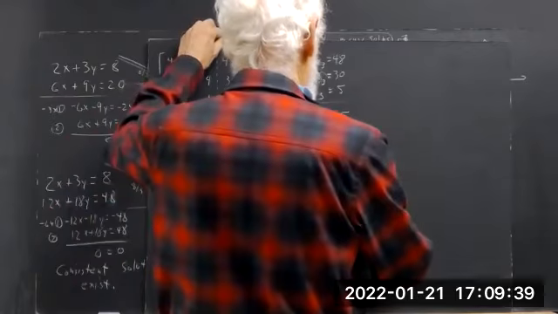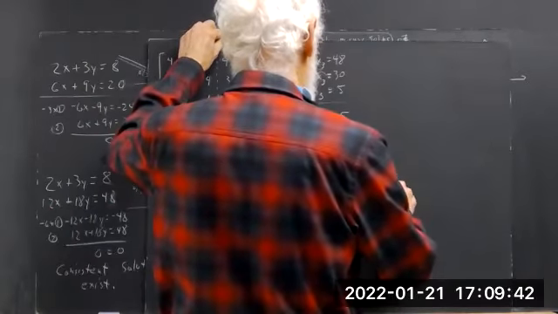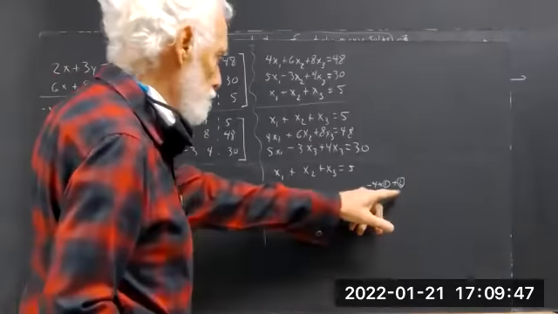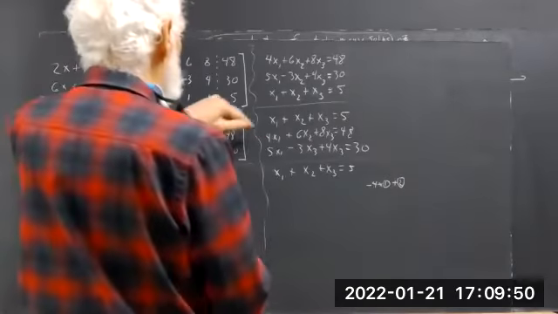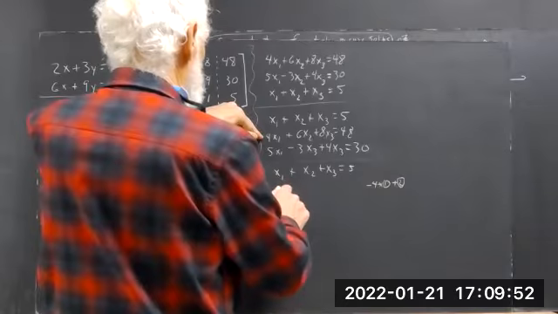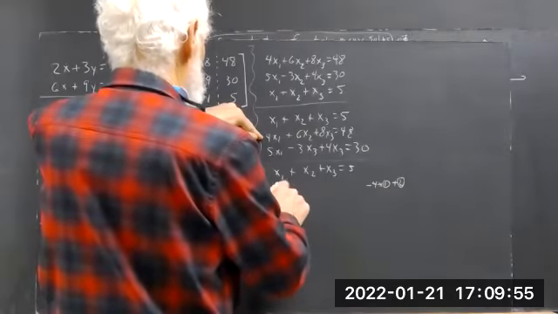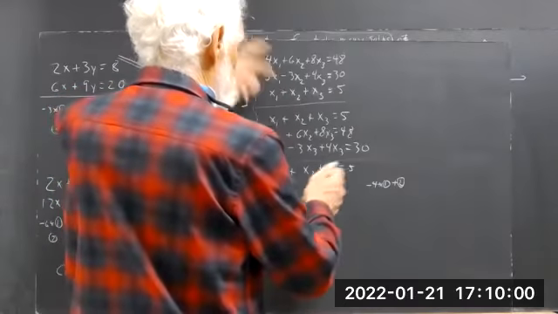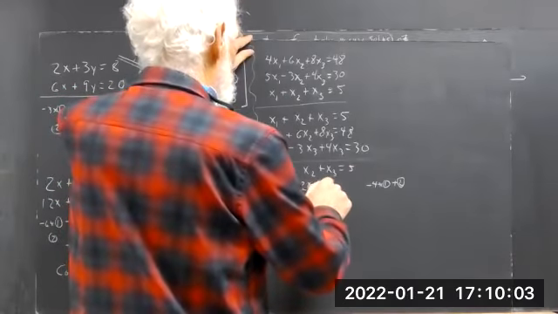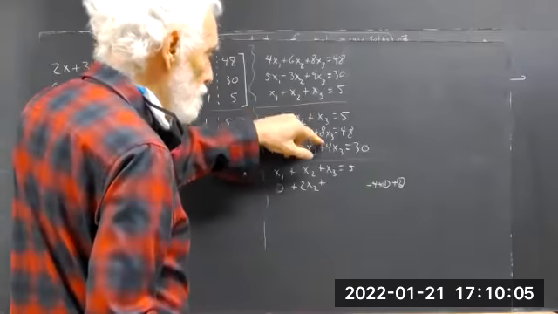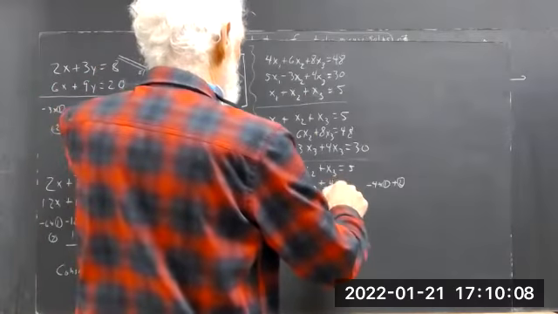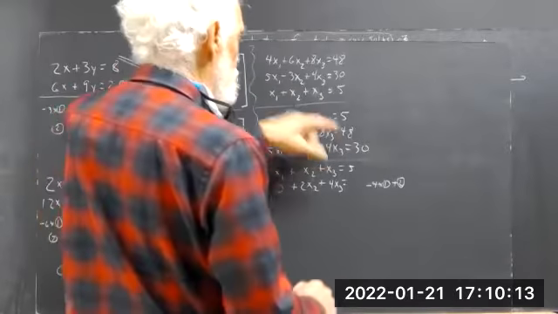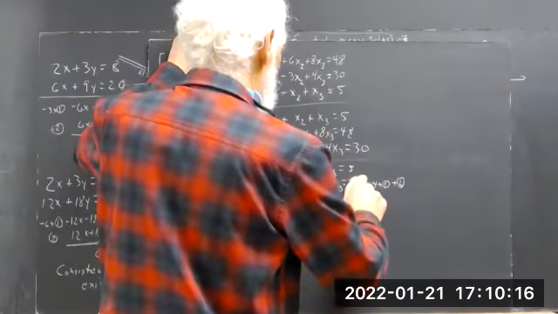So I do -4 times the first equation plus the second. I hope you can read that. But so -4x1 added to 4x1 gives me 0. -4x2 plus 6x2 gives me 2x2. -4x3 plus 8x3 is 4x3. And -4 times 5 is -20 added to 48 gives me 28.